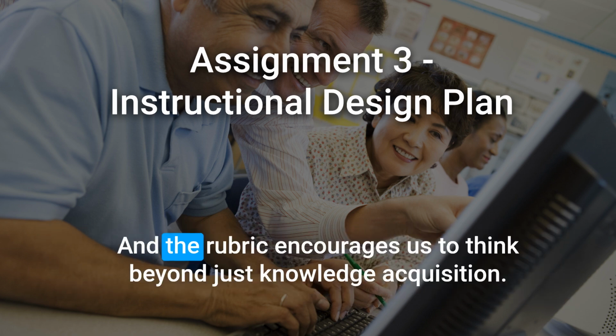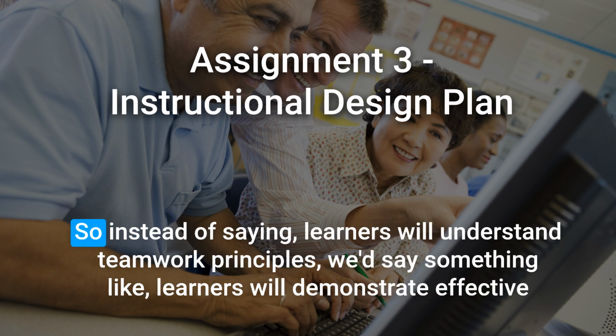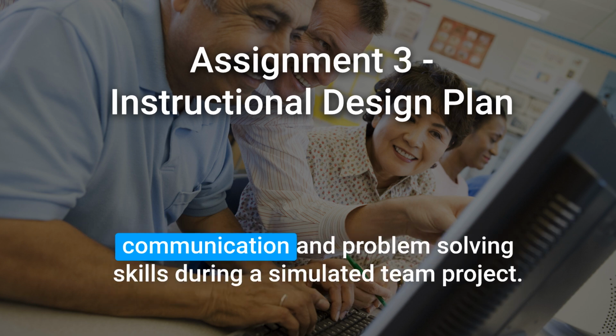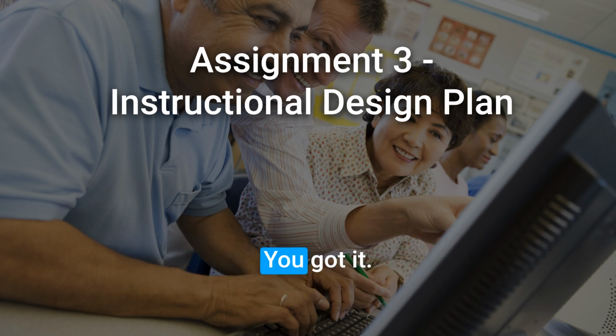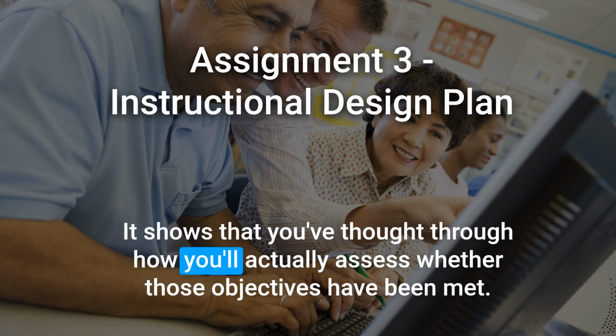Right. And the rubric encourages us to think beyond just knowledge acquisition. It wants to see objectives that are actionable and measurable, describing behaviors that can be observed and evaluated. So instead of saying learners will understand teamwork principles, we'd say something like, learners will demonstrate effective communication and problem-solving skills during a simulated team project. You got it. The rubric loves that level of specificity and measurability. It shows that you've thought through how you'll actually assess whether those objectives have been met.